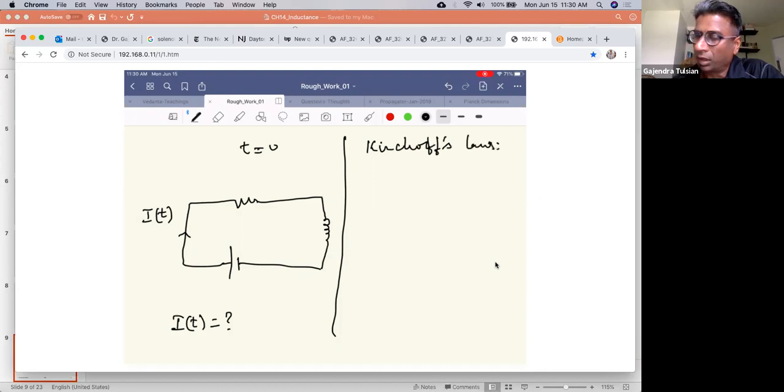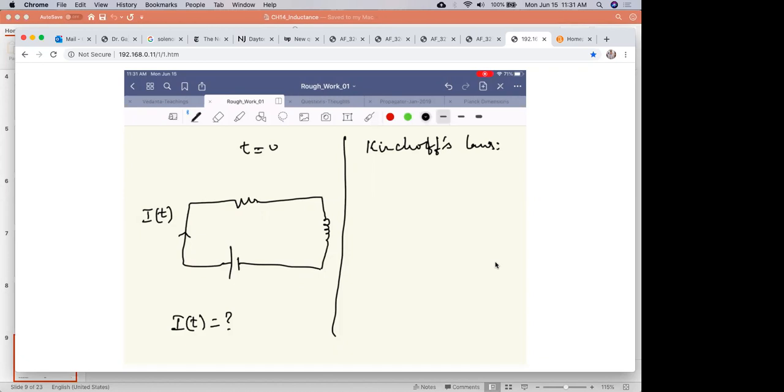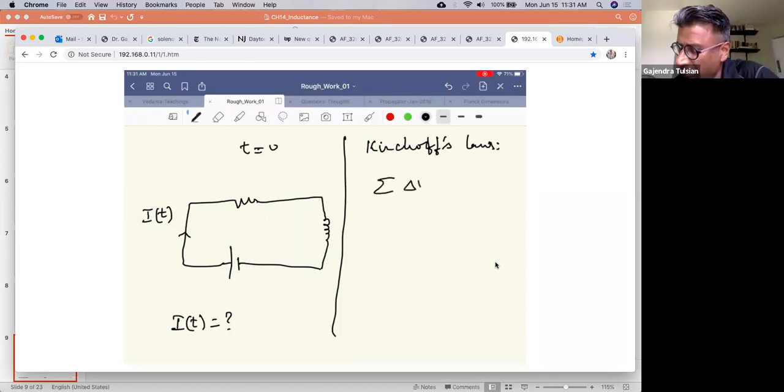Okay. And one of Kirchhoff's laws says the sum of the voltages around a closed loop is what? The sum of changes in voltages around the closed loop is what? Anybody remember that? Zero. So it says the sum of changes in voltage across all elements add up to 0 for a closed loop.